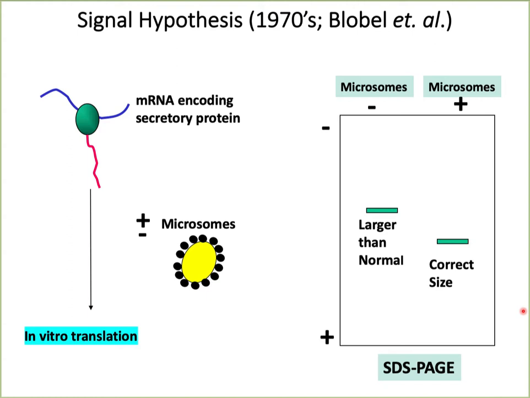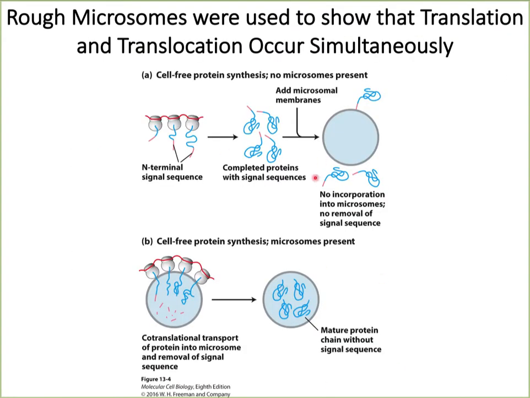So this gives you an idea about the importance of the signals in protein trafficking. So here is an experiment that demonstrates that translation and translocation of the proteins occur simultaneously. These are two different processes, translation and translocation. Translation is from the mRNA to the synthesis of the protein, and translocation is the delivery of the protein to the ER, or here microsomes. So here the messenger RNA for the secretory protein is bound to the ribosome, and you allow the synthesis of this protein in the absence of microsomes.